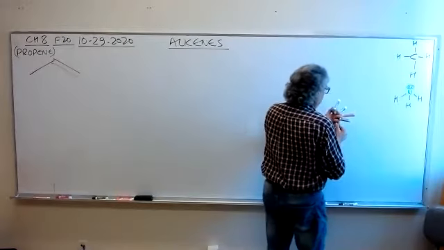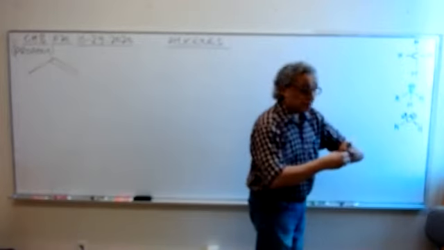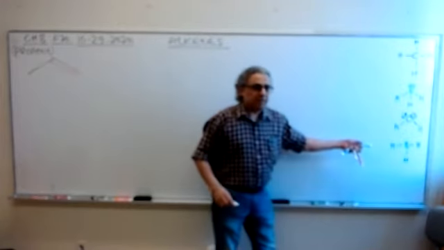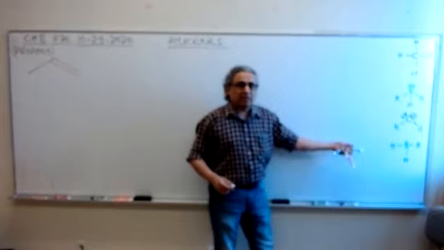CH4, NH3, OH2 with two lone pairs. We have seen these molecules in the past. We have also seen another molecule, BH3. And we found out that even after boron makes 3 bonds with 3 hydrogens, it's still not happy.